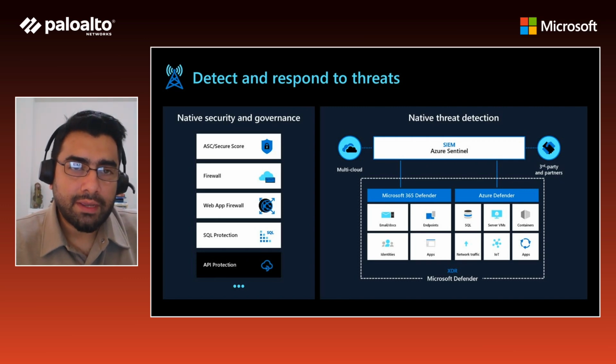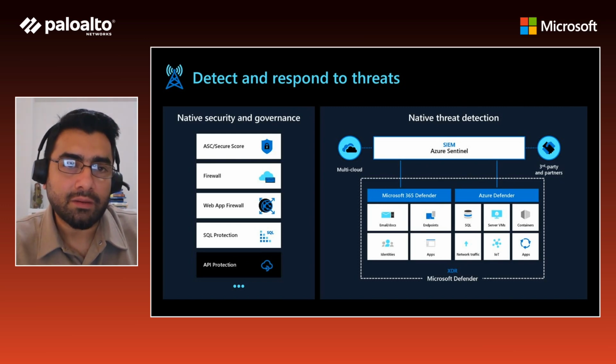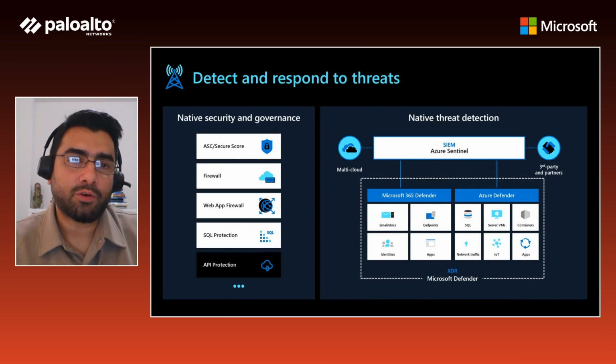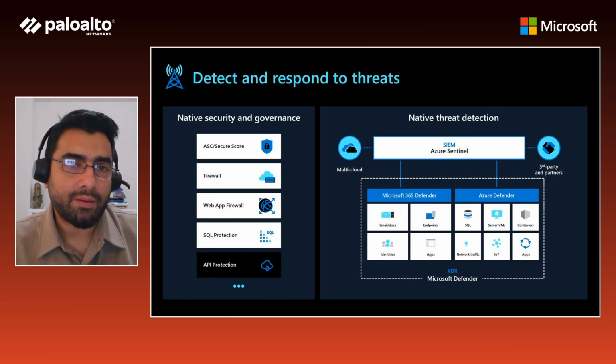So if we go a little bit deeper into data protection and how we detect and respond to threats, this is something that we need to look into as well. When you design your solution, we focus on the Well-Architected Framework, and these things come into the picture: how to detect and respond to any threats. For native security and governance, we provide Secure Score, firewall, web app firewall, and SQL protection. These things are already provided for native security and governance.